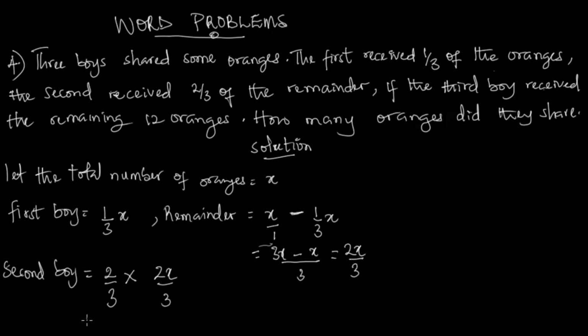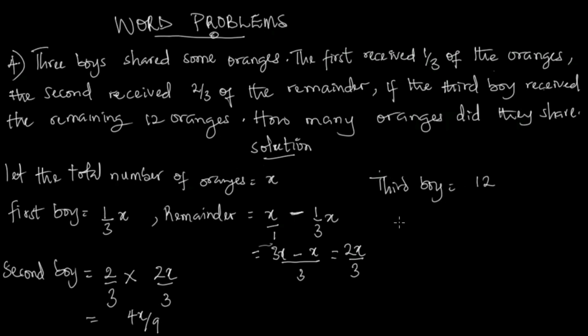So the second boy receives 4x over 9. And finally the third boy receives 12 oranges. That is what is left, the remaining 12 oranges. Okay, so we're going to sum up what the first boy received, what the second boy received, and what the third boy received to get the total number of oranges.